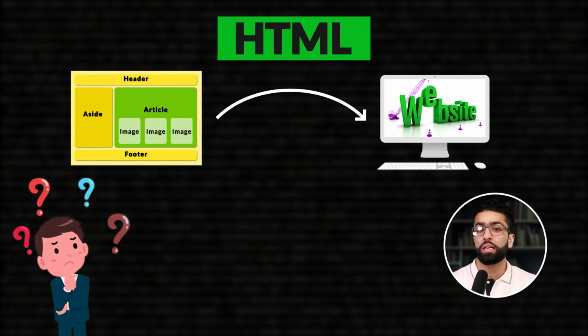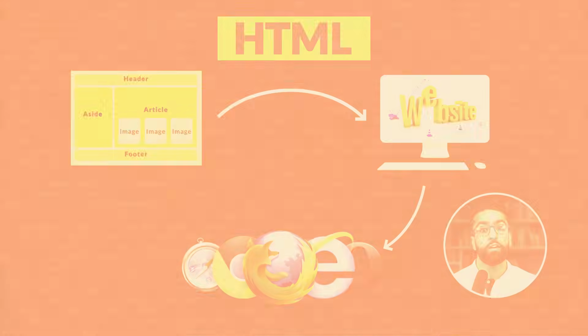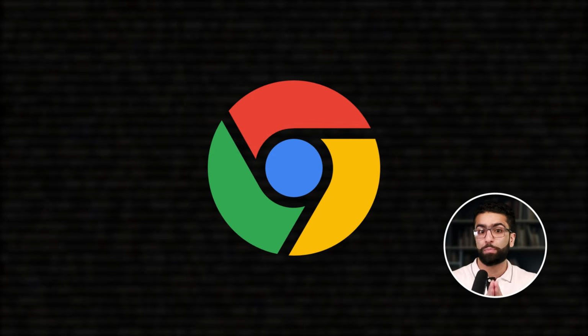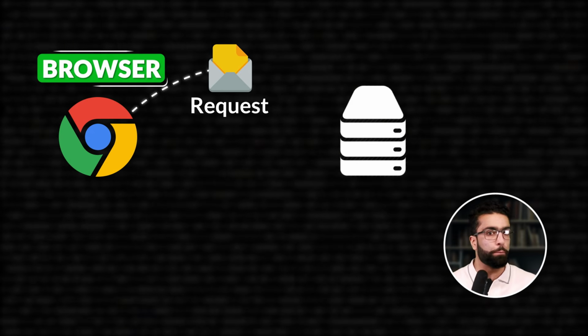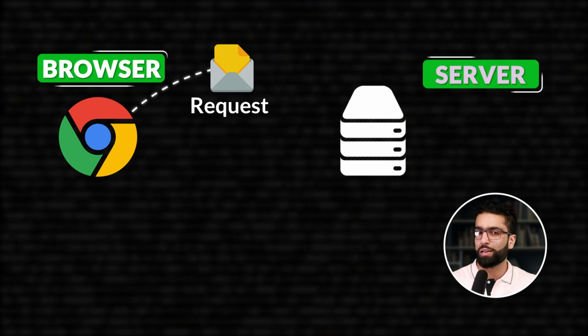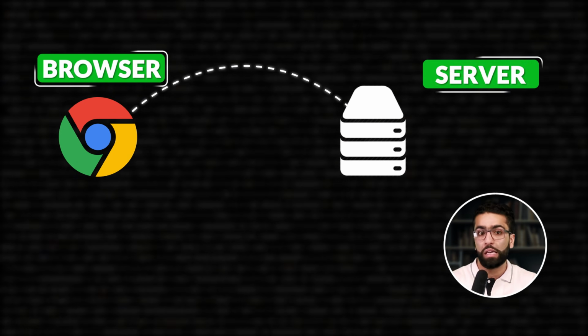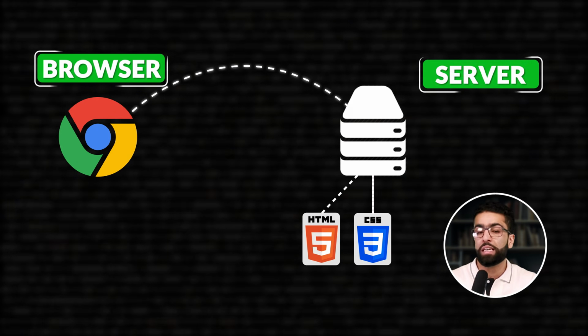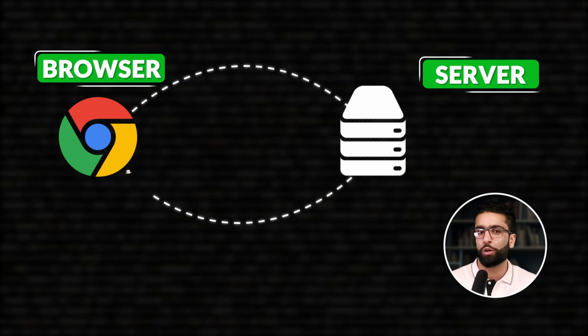But how do these websites even show up in our browsers? Well, when you type a website address into your browser like tutorialspoint.com, your browser sends a special message called a request to a computer. This computer is called a server. The server gets your request and sends HTML, CSS and JavaScript files back to your browser.